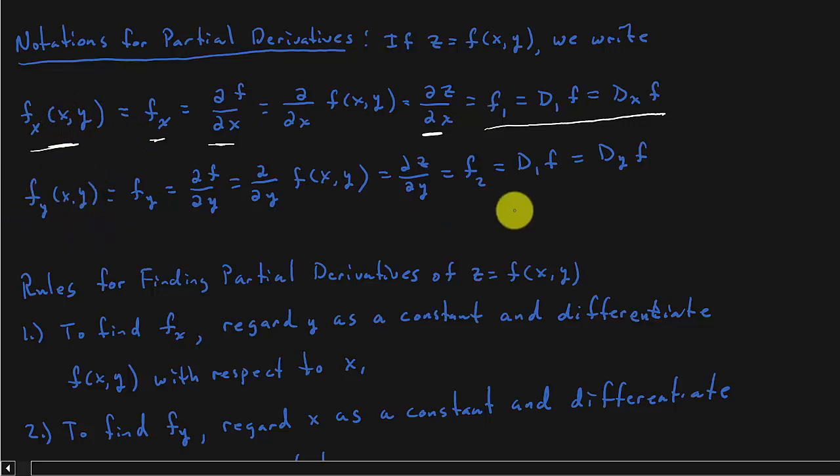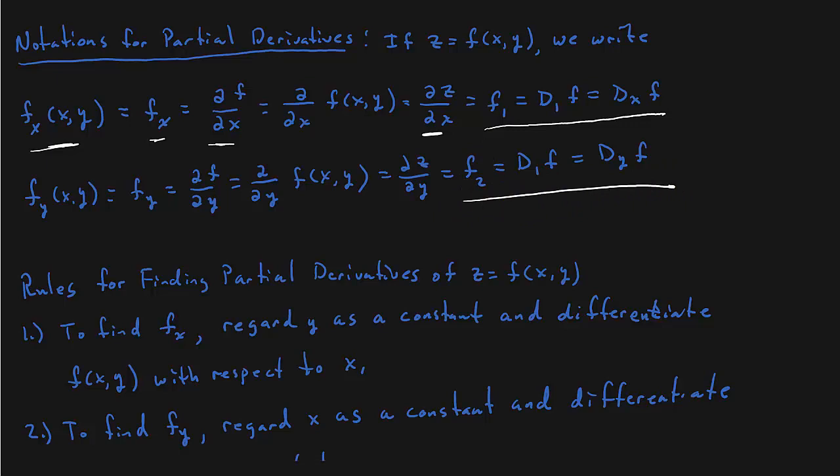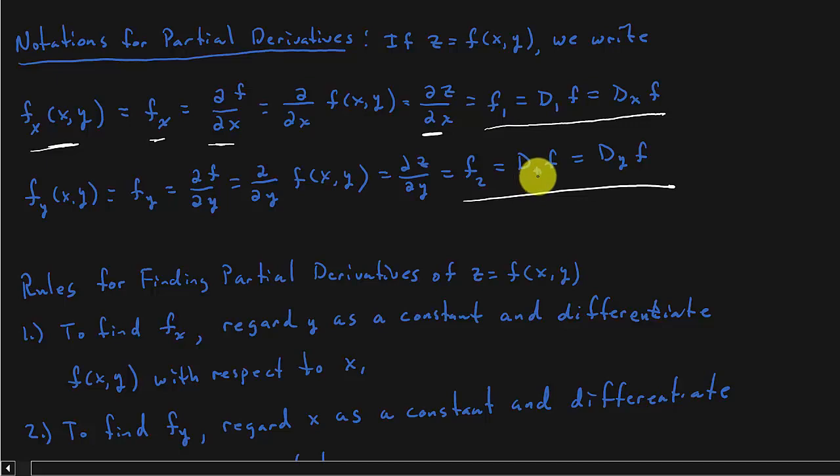And then down here you can see it's similar. This is the partial of f with respect to y, or the partial of z with respect to x, partial of z with respect to y. You can see we have the function z equals f(x,y). And for this notation over here, you can see it's f_2, and that should be D_2, not D_1.